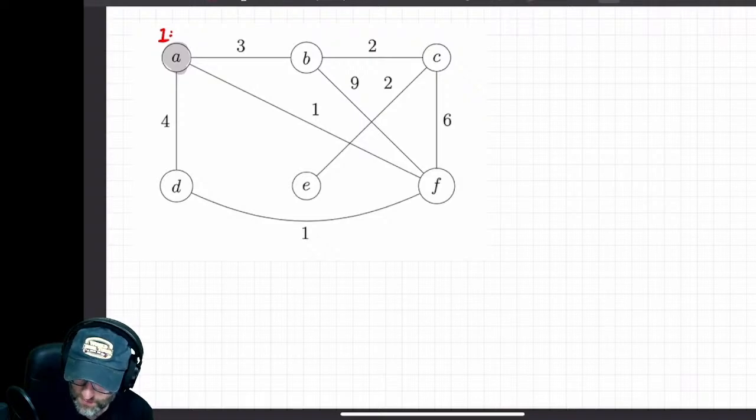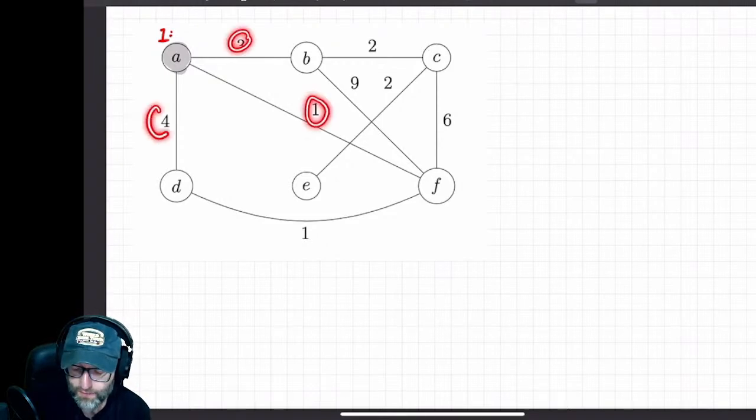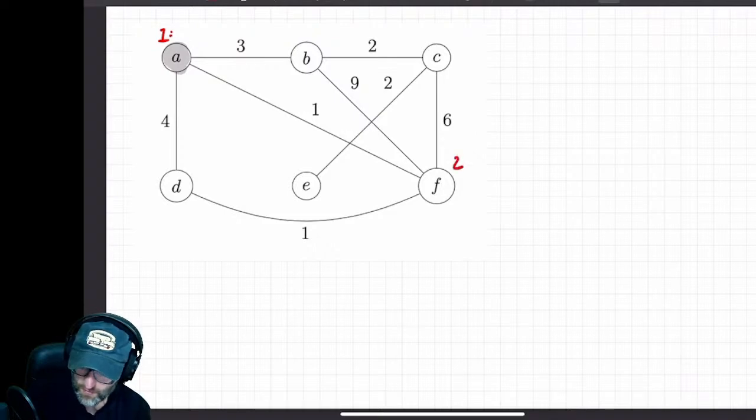And then I look at all of its neighbors. Right? I see B, F, and D. Now, if I went in lexicographic order, then certainly I would go with B because B is next. But in the quiz, it asked to go in the order of the edge weights. In this case, 1, 3, 4. So I would end up going to F 2, then B 3, then D 4. But I would end up enqueuing all of them into the queue.